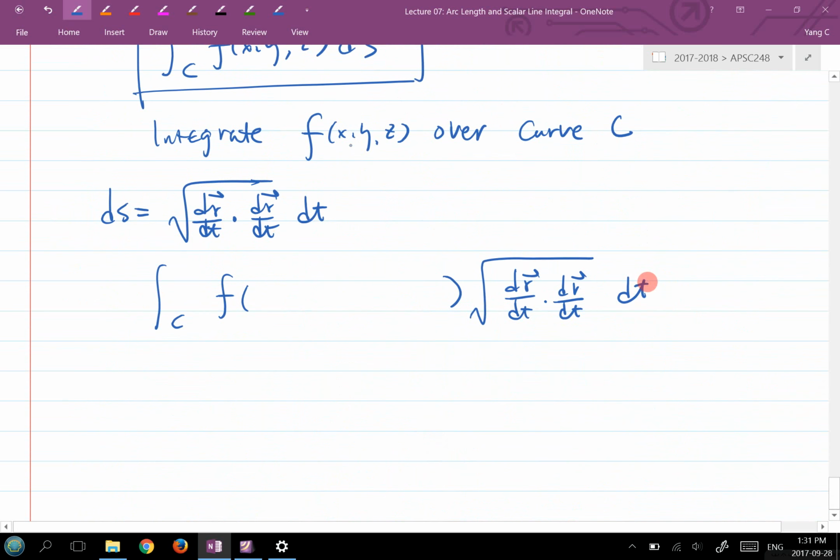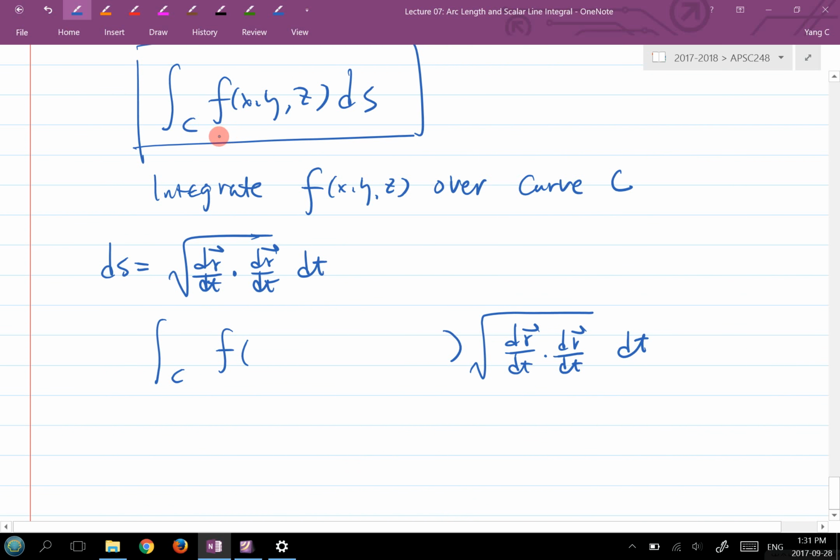So what do we do with the scalar function f? Function f is a function of x, y, z. So where is this location x, y, z? First of all, say I have a space here, and you have f of x, y, z. You plug one x, y, z into this function and you get a scalar value, right? But now it's not an arbitrary location. Where is the x, y, z? Exactly, it's on that curve C.